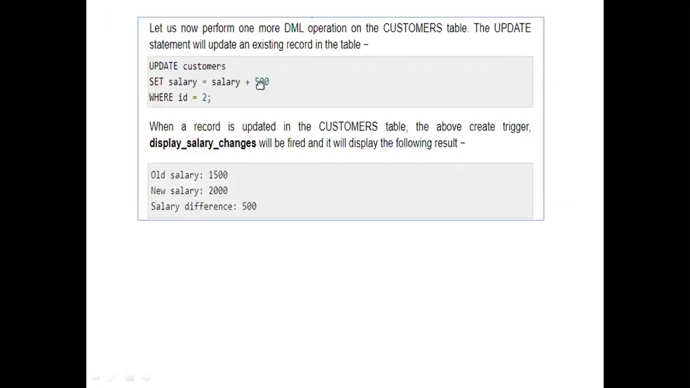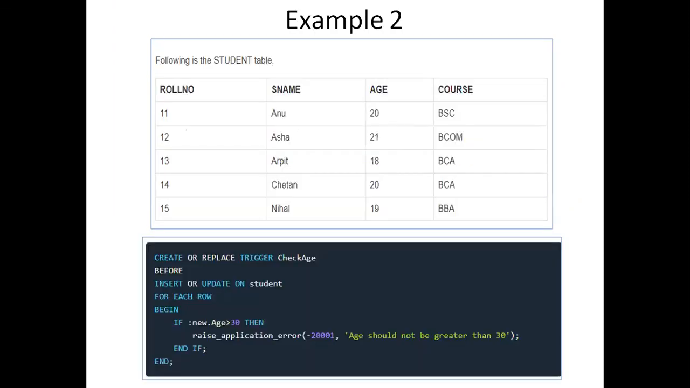So what should be my new salary? 1500 plus 500. See here, old salary was 1500, new salary is 2000. And what is the difference? 2000 minus 1500, that is 500. So this is happening because the trigger has been set according to the conditions with formulas. Let us see one more example.